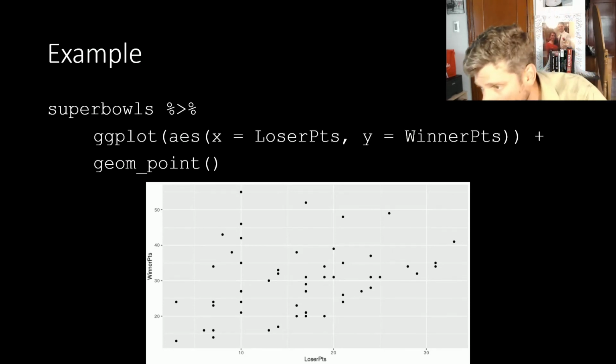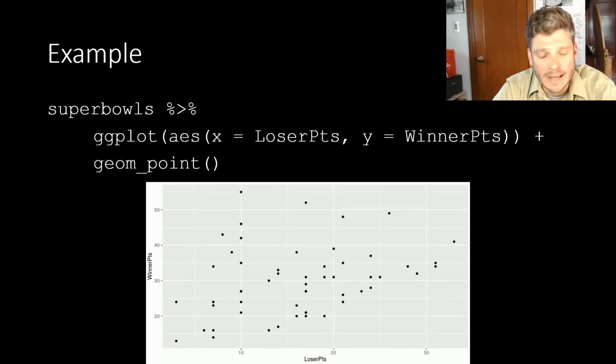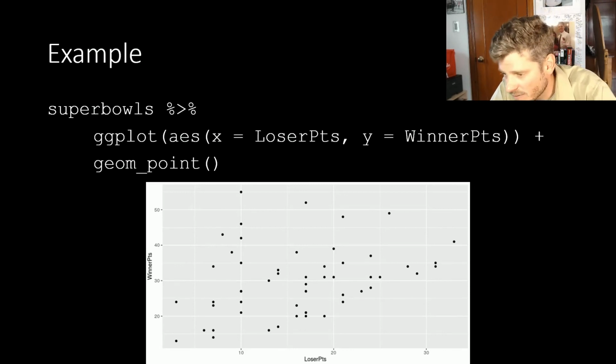And there we go. And each data point is a different Super Bowl where we can see how many points the losing team scored compared to the winning team. And it's all right there for us.